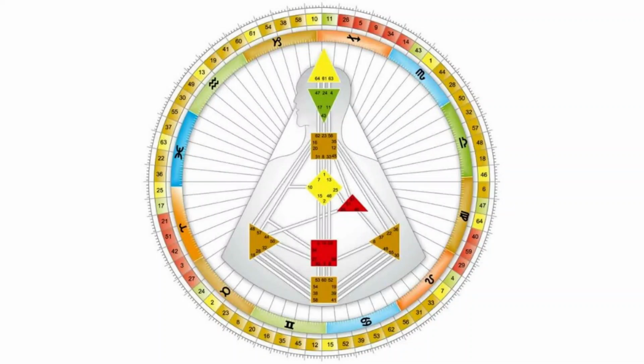Gate 52, Keeping Still, the Mountain. Location, Root Center. Channel 9-52, the Channel of Concentration. Circuit, the Collective Logic Circuit, Understanding Process. Theme, the Gate of Stillness, the capacity to focus energy through inner restraint. Not-self distortion: stagnation, paralysis, avoidance, hyperactivity to escape silence.